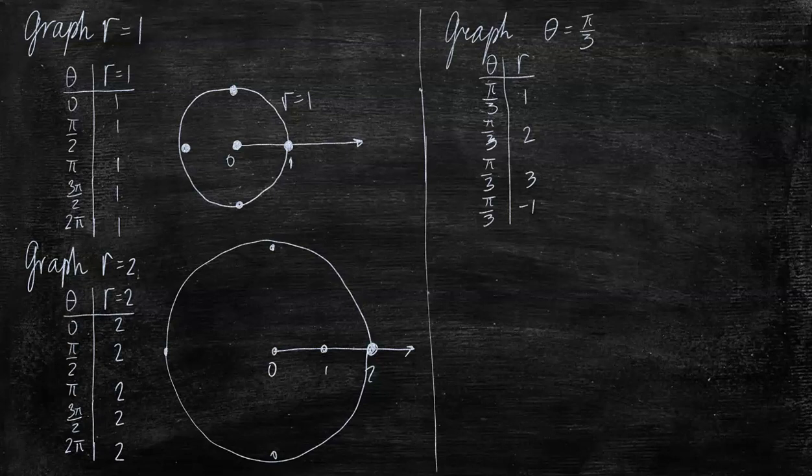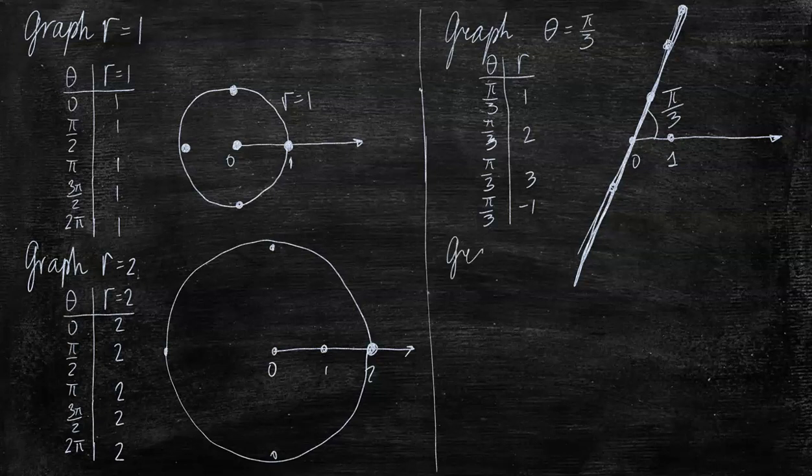So how do you graph a collection of points like this? Well, pi over 3 is 60 degrees, so it's going to be facing that way. And at 1 we're going to get this point, if this is our scale. At 2 we're going to get this point, at 3 we're going to get this point, at negative 1 we're going to get this point. So you see that theta equals pi over 3 actually produces a line like this. That forms an angle pi over 3 with the x-axis.